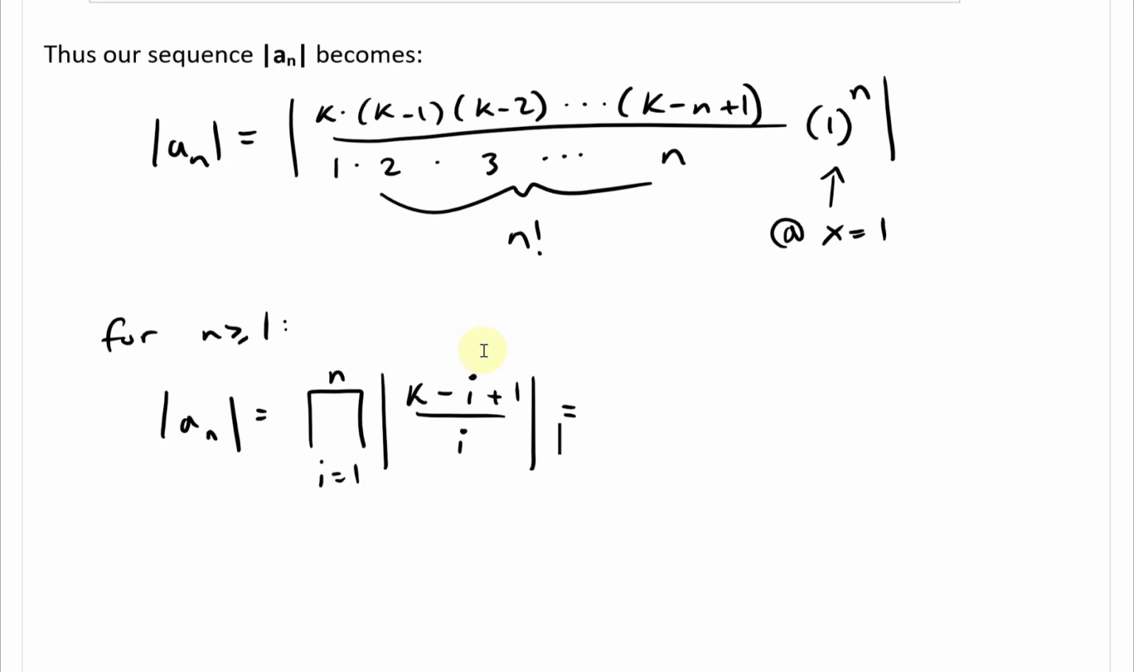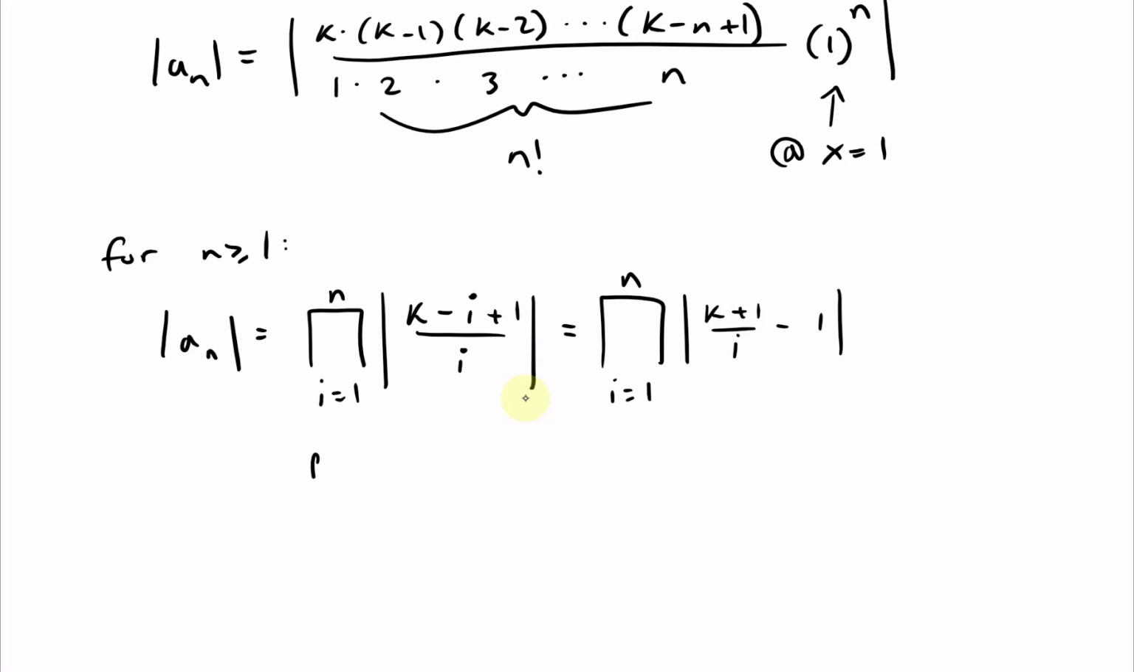So we would divide out the i's and then leave this k plus 1 by itself. So this is going to be equal to the pi product from i equals 1 up to n, and now it's going to be k plus 1 over i minus 1. i over i is just 1, like that.